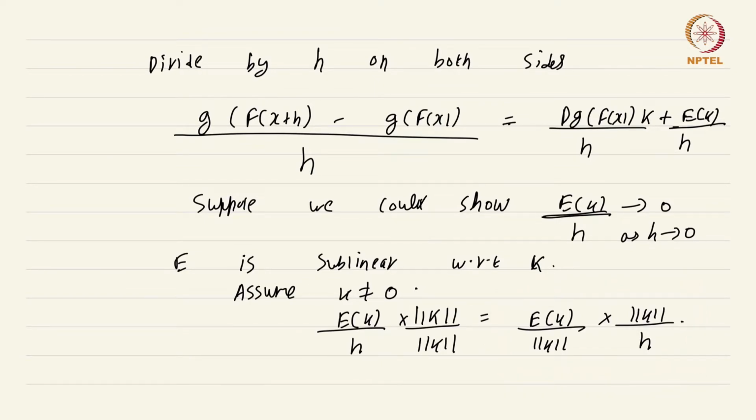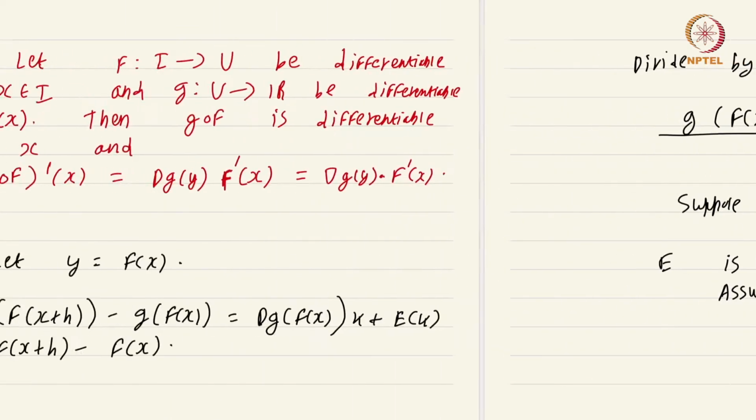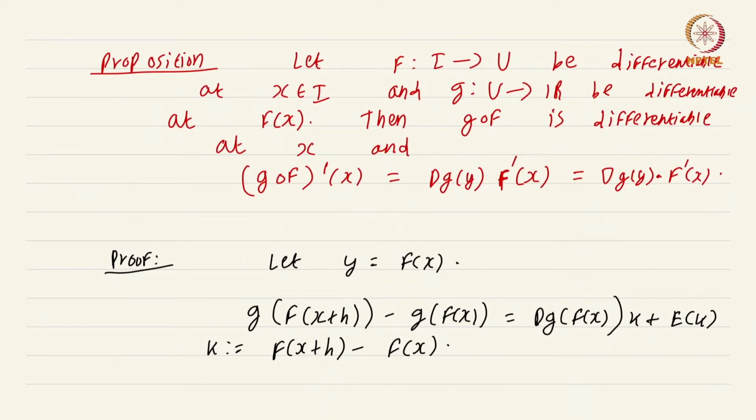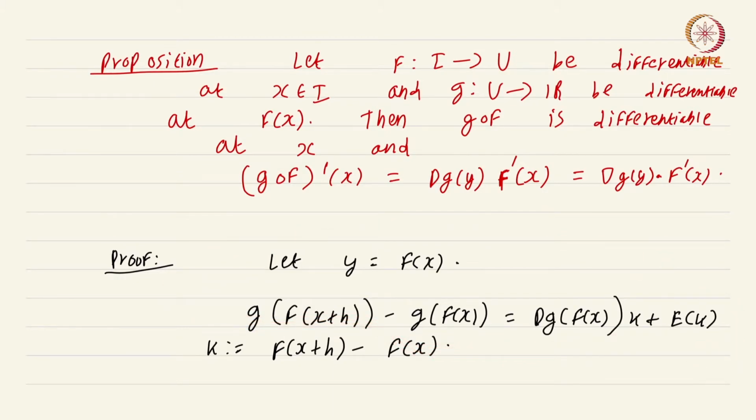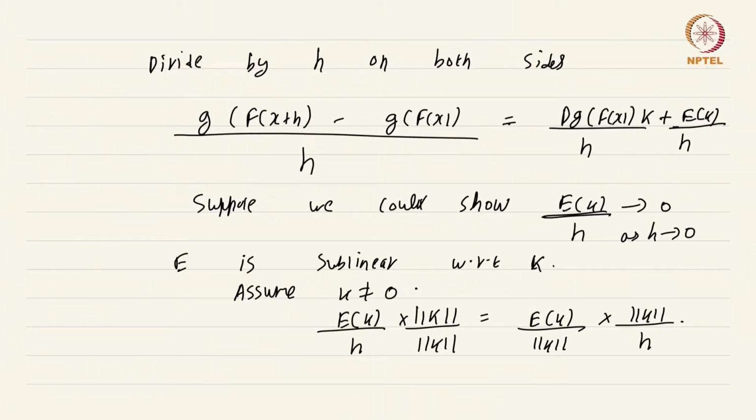Of course, if k is equal to 0, we already know that e of 0 is just 0. That's just because e is coming from this definition of the derivative of g at x. Always the error function will take the value 0 at 0. So since e of 0 is 0, this quantity e of k by h is already 0 when k is equal to 0. So irrespective of what happens as h goes to 0, even if k is 0, we get 0.